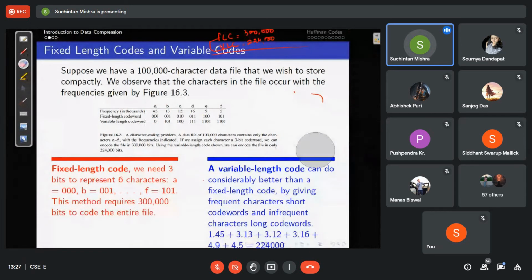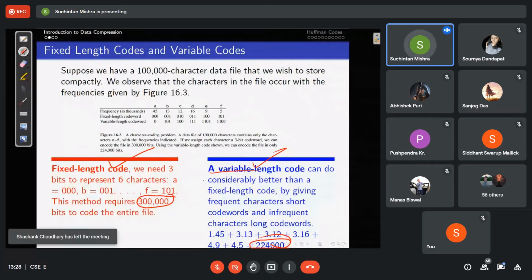So that is not my point. My point is the difference between fixed length code and variable length code. When a fixed length code will require 300,000 bits, that means more space will be required. The same with a variable length code can be done with 224,000 bits, so that the space required is now reduced.